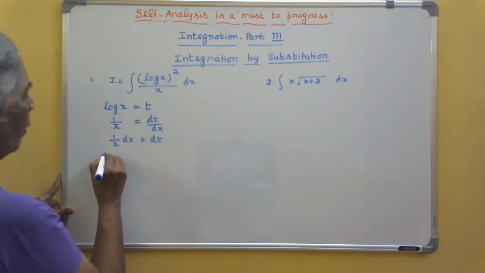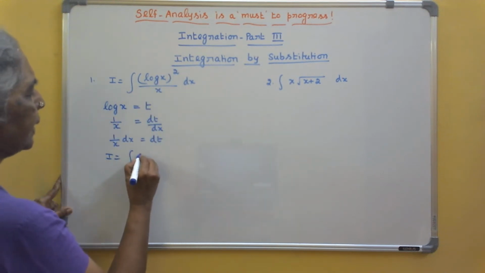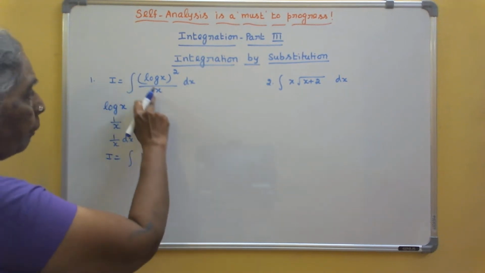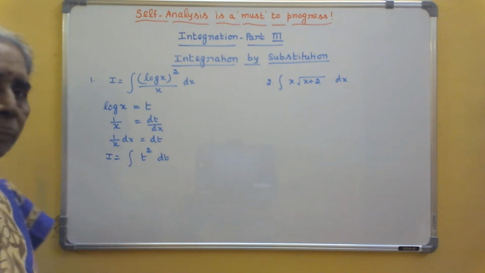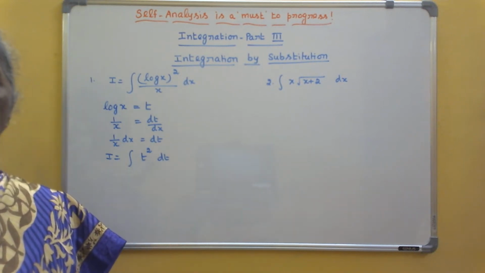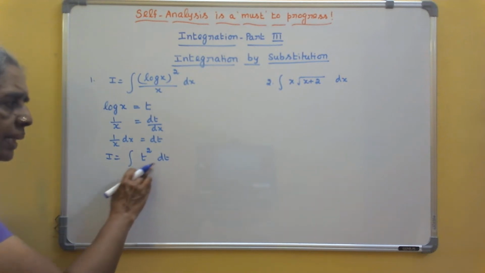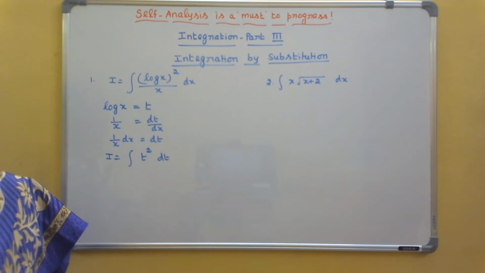Okay. So, now I will write my I is equal to integral. Log x is t. So, I will get a t squared, right? Then you have 1 by x dx which is equal to dt. Now, see, you have got the same sum converted into the variable t, and now this is a very easy thing for you to integrate, isn't it? The integrand is a simple one here.